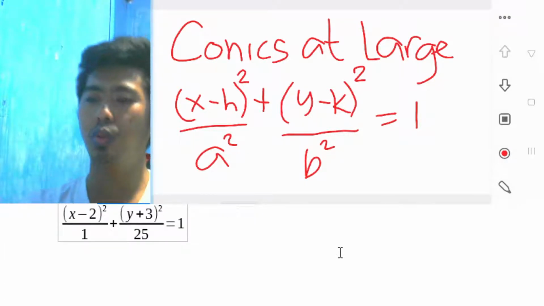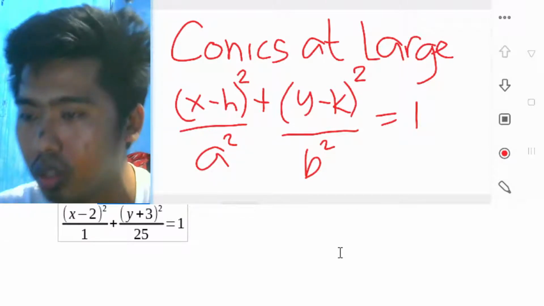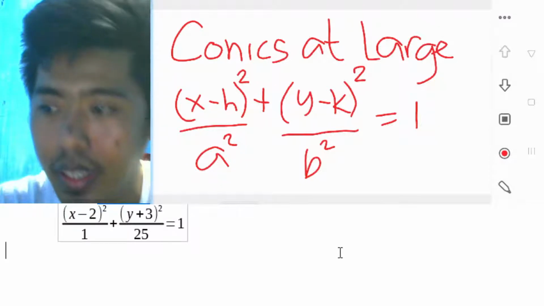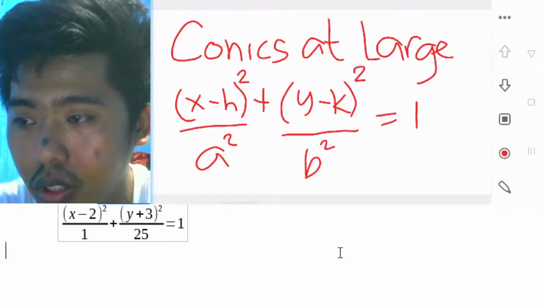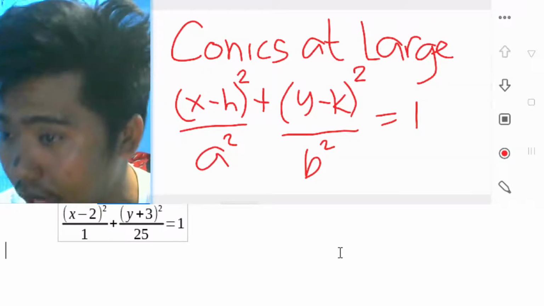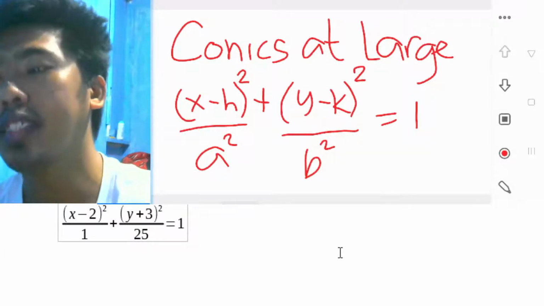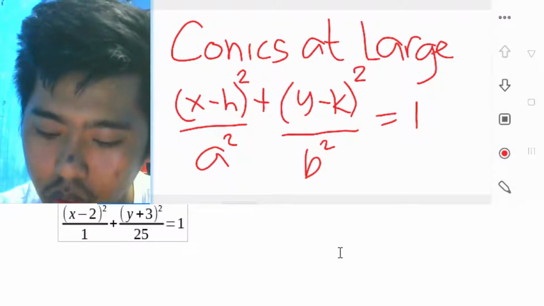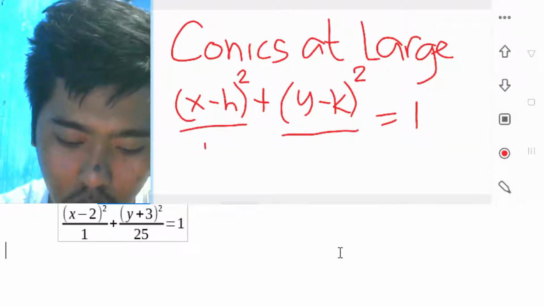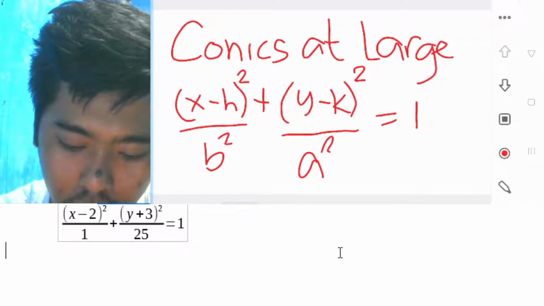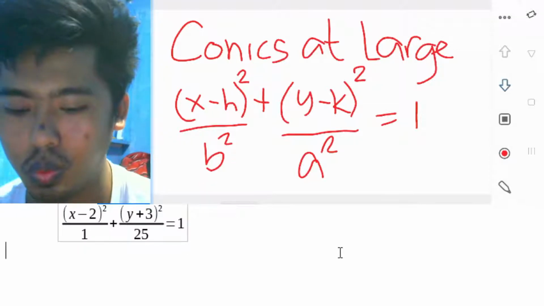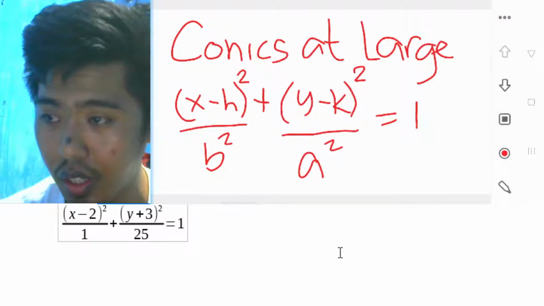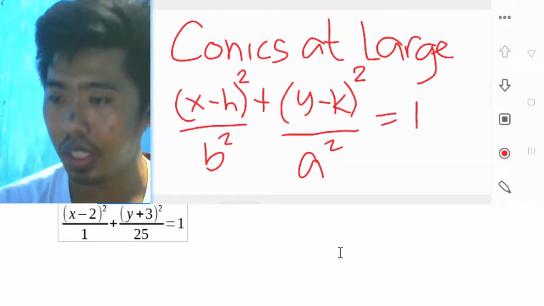Okay, so we have the quantity of x minus 2 powered by 2, all over 1, plus the quantity of y plus 3 powered by 2, all over 25, equal to 1. So right now we can say that our a square should be under y. So I should change this one and it will become like this. So that would be our standard formula for the ellipse in this particular example.